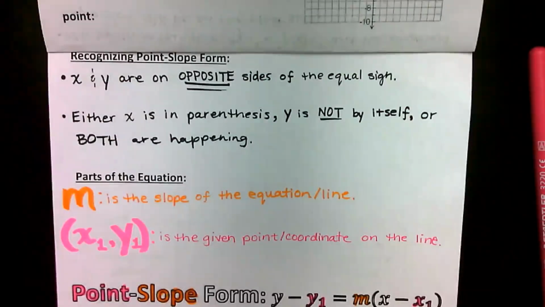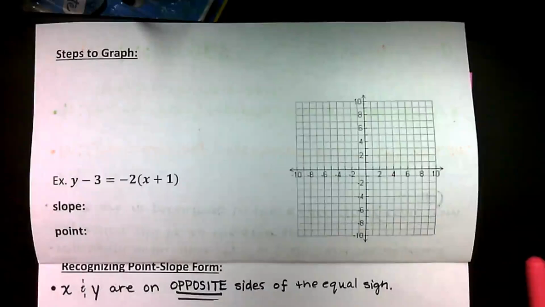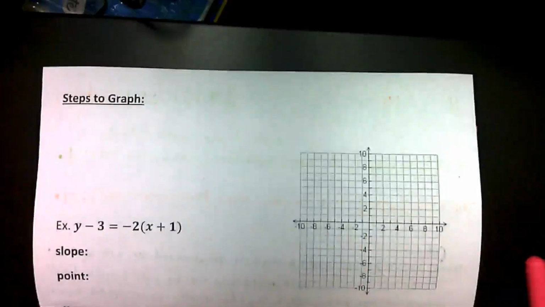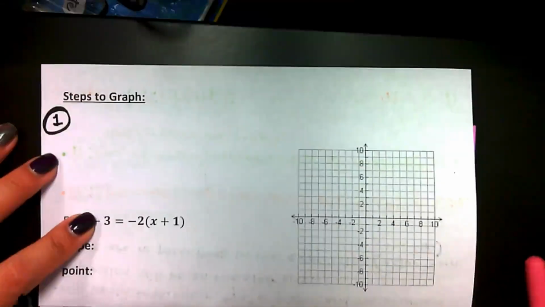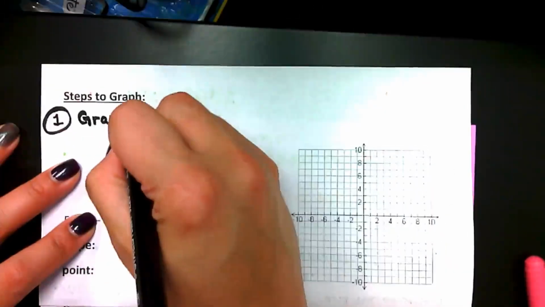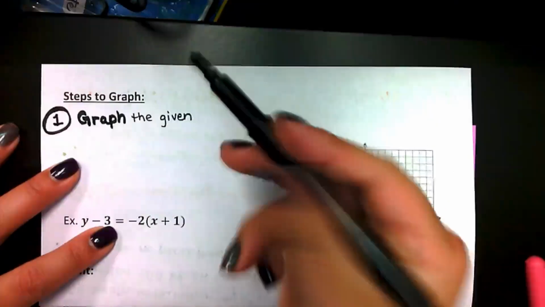So let's go ahead and continue. So here I gave you an example. Now, we're going to go ahead and list through how we would approach this. So, just like before, let's go ahead and talk about the steps to graphing a point slope form equation. So, step 1. We would graph the given point.